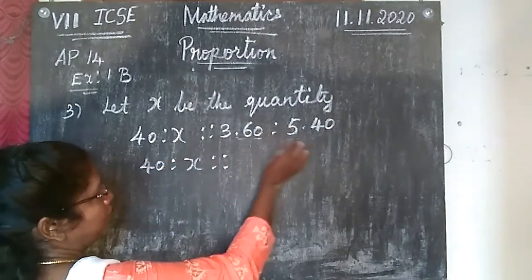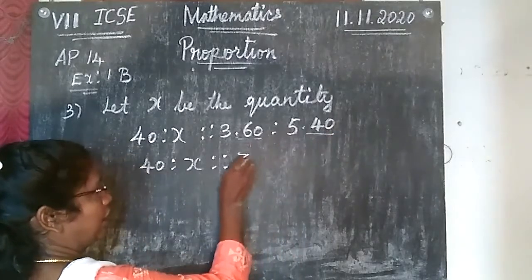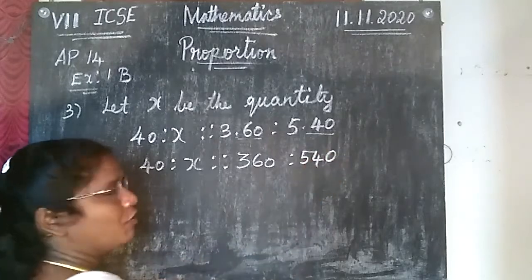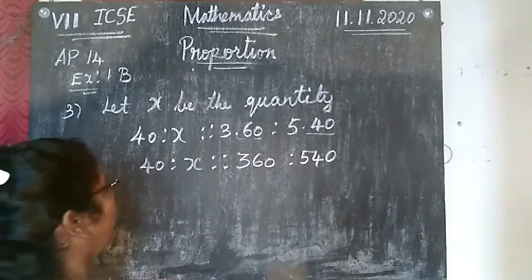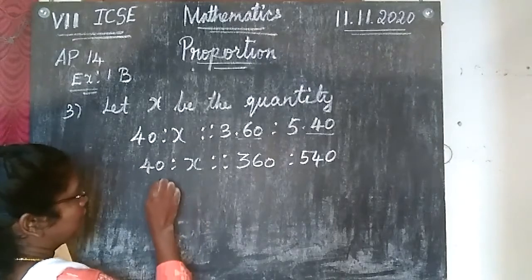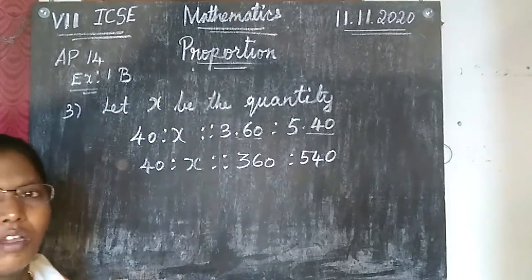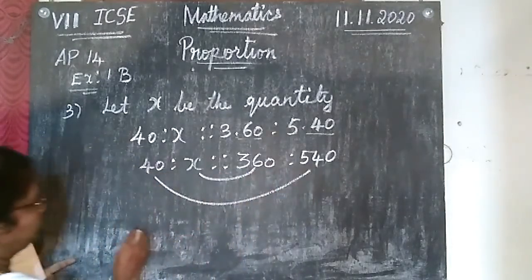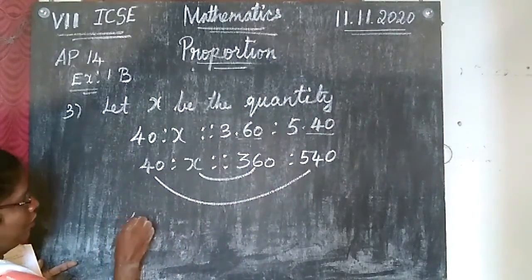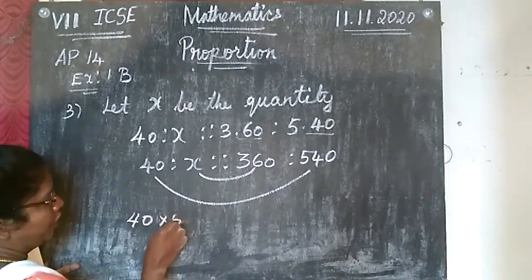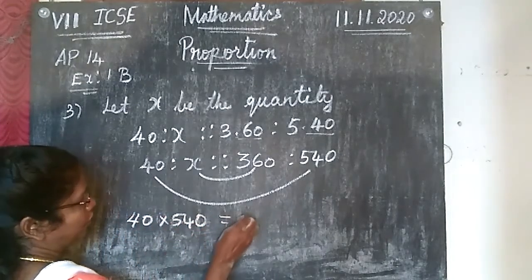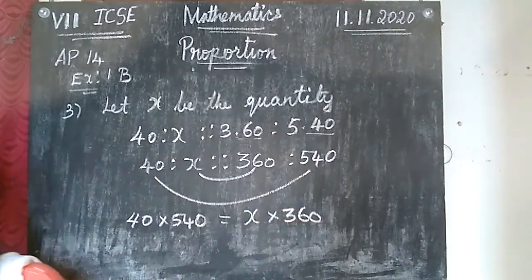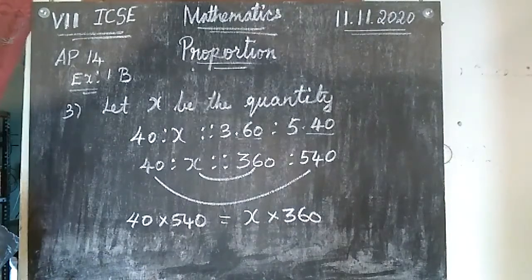Now let me rewrite this. Here I am having 2 decimals, here also I am having 2 decimals. So I am cancelling and writing it as a whole number. So 360 is to 540. Again we are going to use the cross product rule here. So 40 is to 540 is equal to x into 360.